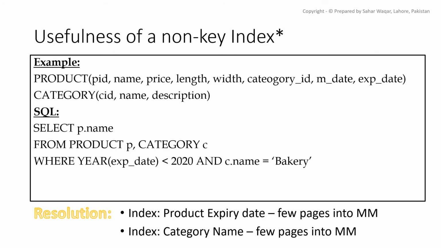If we do not have an index on category name, then all the pages from the category table must be loaded into main memory to make comparisons. Also, without an expiry date index, all pages from the products table must be loaded into main memory to get the list of items which have expiry date less than 2020. So with the right set of indexes, a query can be optimized. Here we used non-key indexes.